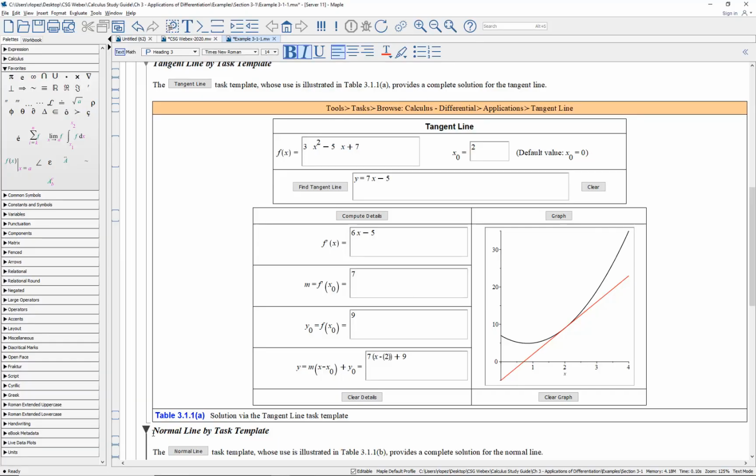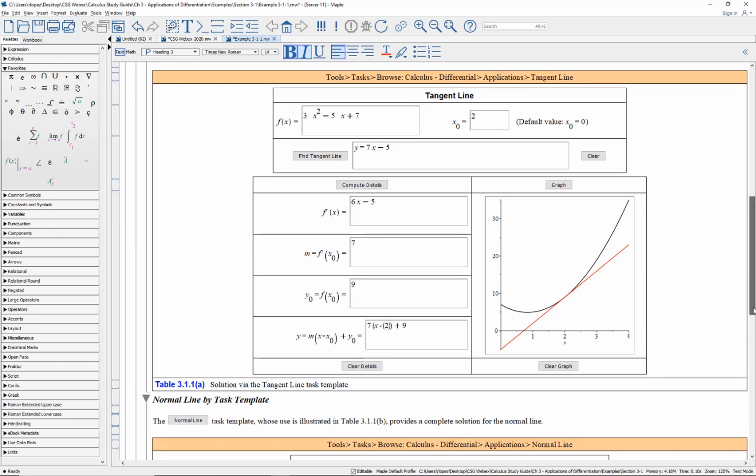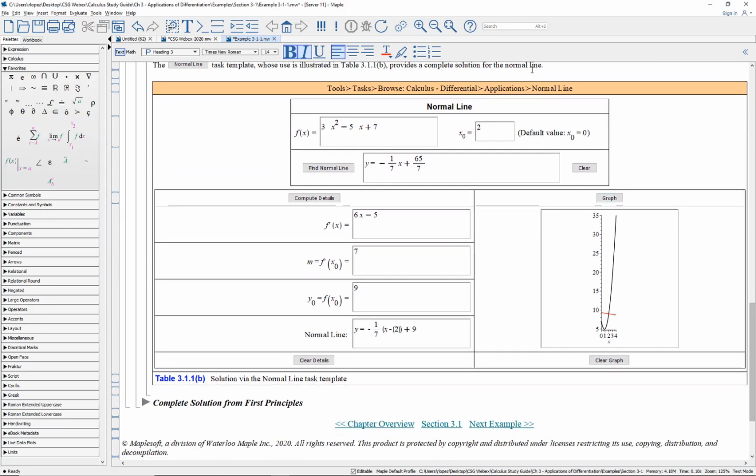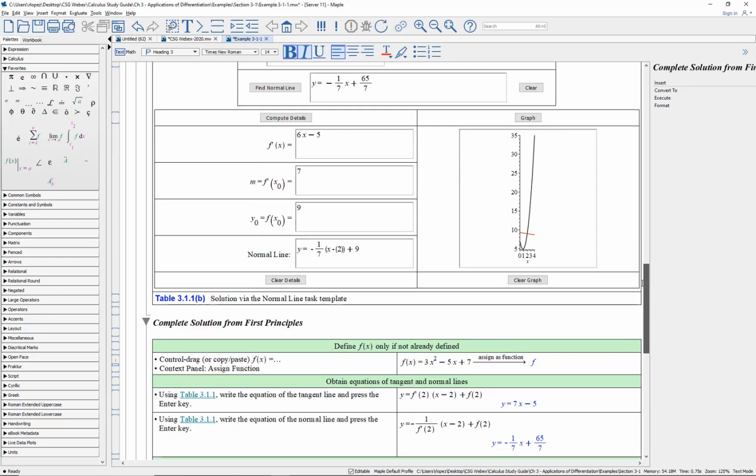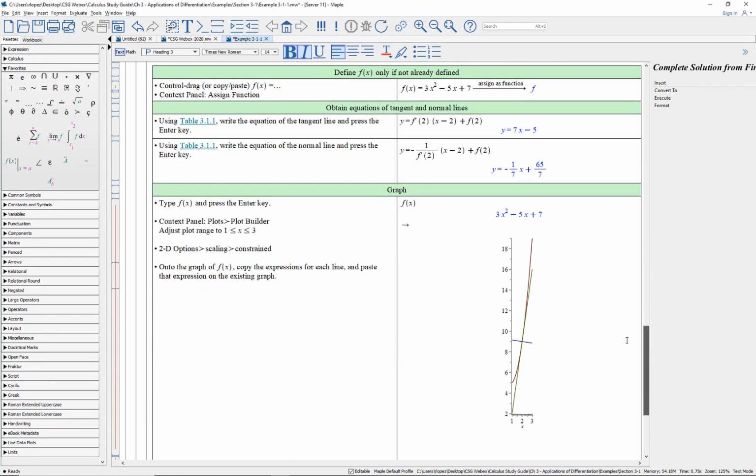Similarly, there's a task template for the normal line. I showed you where that was. Here's the path to it. It works the same way. Function, point of contact. Here's the normal line. Computational details: you need the derivative, slope, the y-coordinate, point-slope form of the normal line, and a graph. Of course, students should learn how to implement these calculations from first principles.